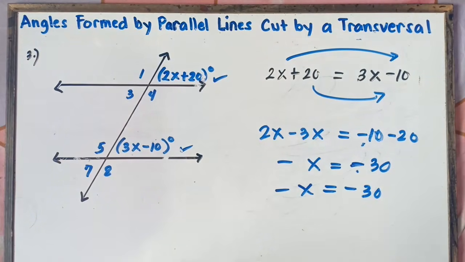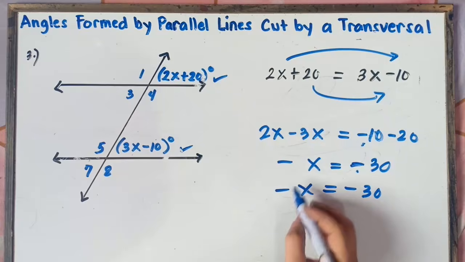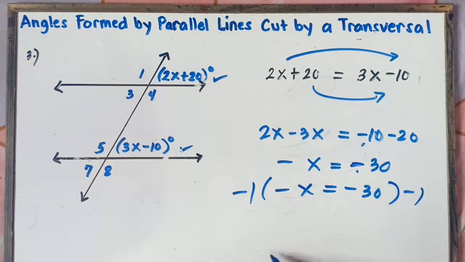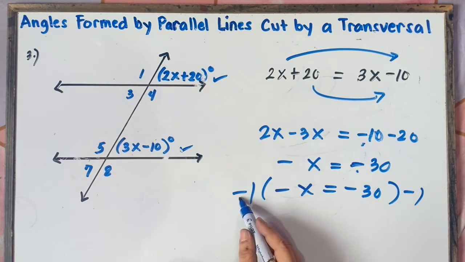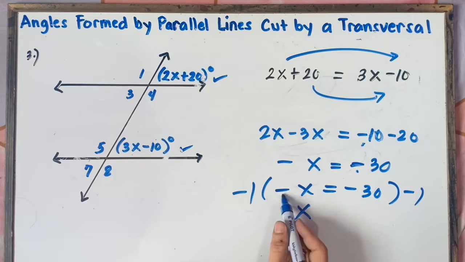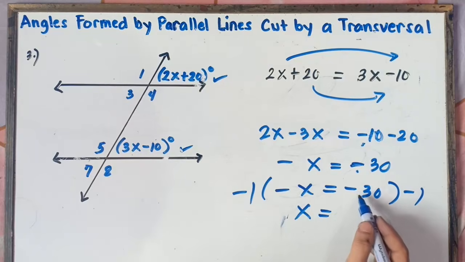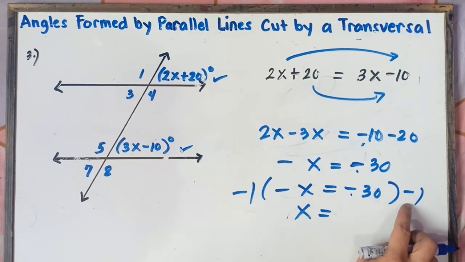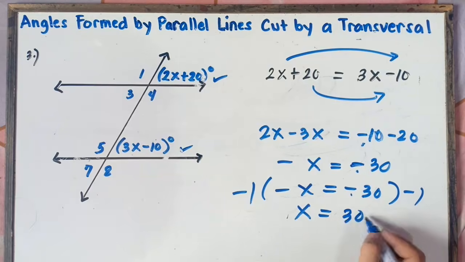Now, you are not allowed, class, to have negative x. Therefore, you need to multiply both sides by negative 1. Negative 1 times negative x, there will be positive 1x. Negative times negative is positive. So there will be positive 1x equals negative times negative. You can erase 1, class, understood that there's 1 here. X equals negative times negative, there will be positive 30 times 1, there will be 30. X is equal to 30.